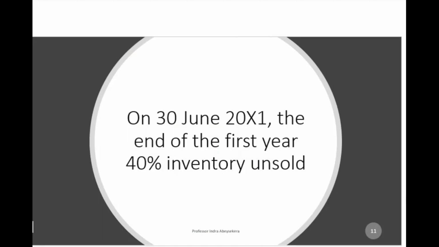Our third point is on 30th June 2021, the end of the first year, 40% of inventory is unsold.